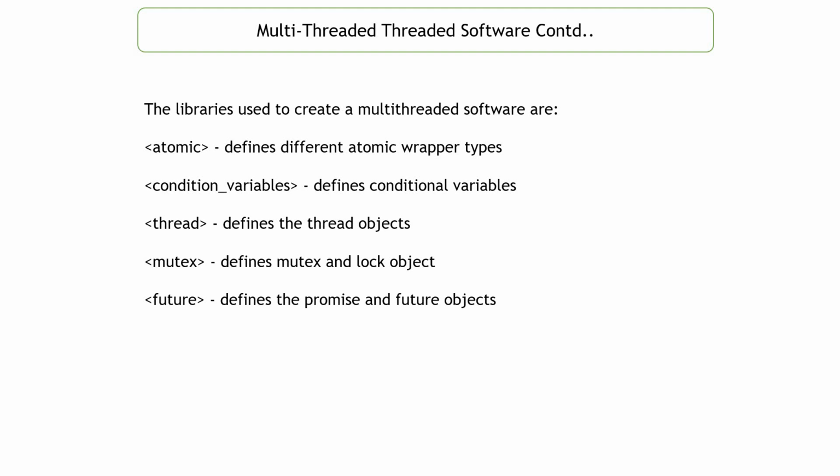So continuing with multi-threaded software, the libraries used to create it are: atomic, which defines the different atomic wrapper types; condition variables, which defines the condition variables; thread, which defines the thread objects; mutex, which defines the mutex and the locking mechanism objects; and future, which defines the promise and the future objects. All these will be discussed in detail in the coming sections.